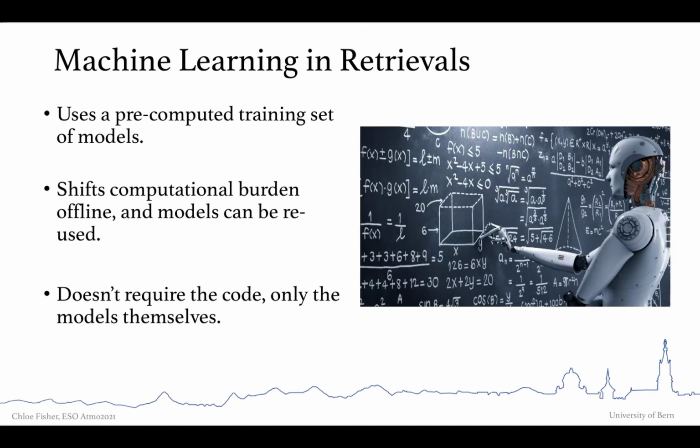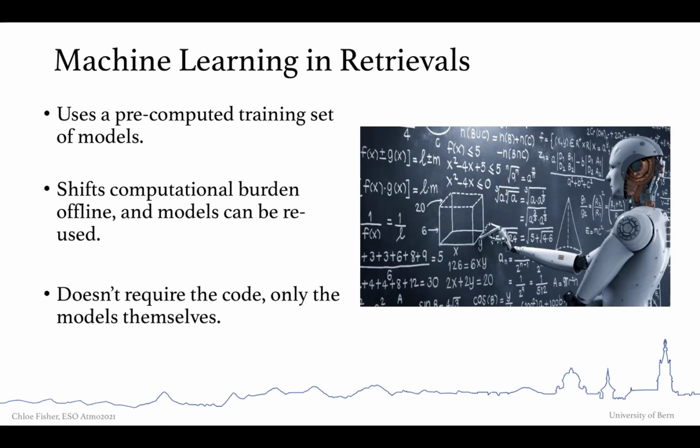So one of the benefits of machine learning is that you pre-compute all these models into what we call a training set. So this is kind of like shifting the computational burden offline, because you can reuse the models each time you do a retrieval. You don't need to compute them again and again. And another benefit is that we don't actually need the code that creates the models. We just need the models themselves, which can kind of overcome any issues people have with proprietary codes.